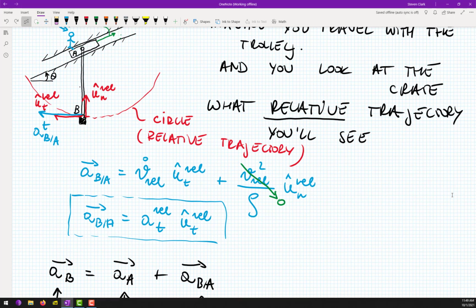Exactly, that's why. Plus, we model the crate as a particle. So it's only the cable, it's like a rigid cable.